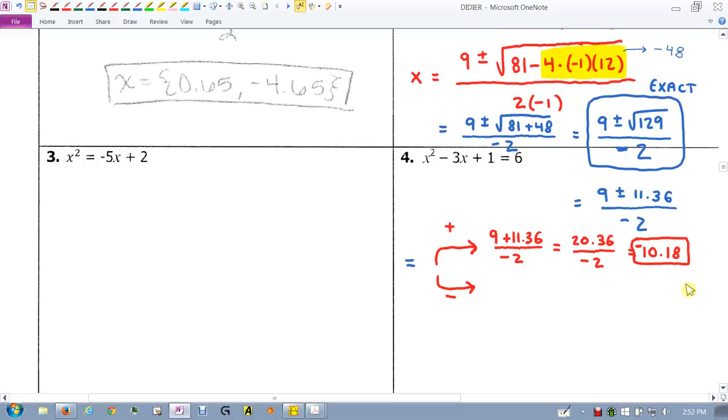The other answer is what happens when I do the minus between them. 9, take away 11.36, and divide by negative 2. This time, I get negative 2.36 over negative 2, which is what? 1.18. Positive, right? And so we have 2 answers.